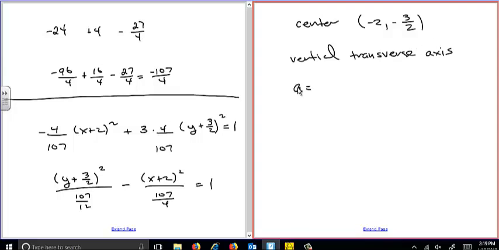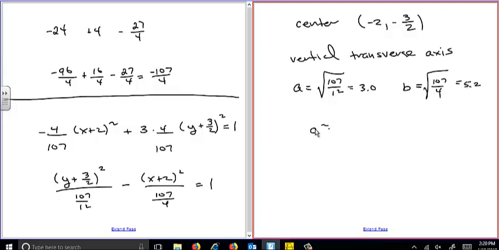And a is equal to the square root of 107 over 12. So let's just put that in our calculator. 107 divided by 12. Take the square root of that. That's basically 3. It's 2.986. And b is the square root of 107 over 4. So 107 divided by 4, take the square root, you get 5.2.